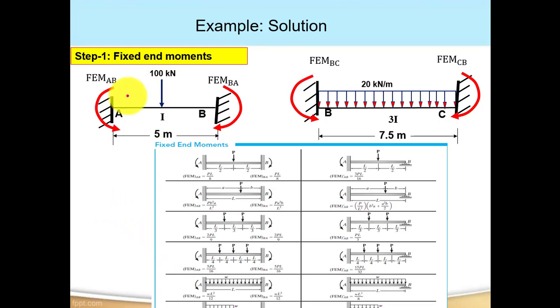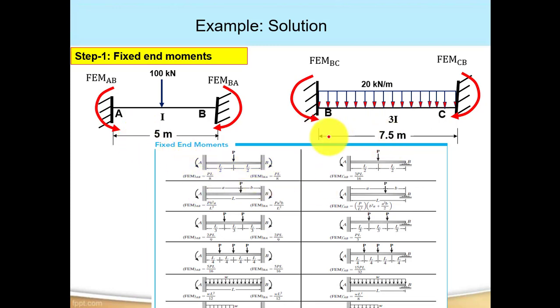For example, for member AB we can take this one. Fixed end moment AB equals PL over 8, fixed end moment BA equals PL over 8, where clockwise is positive, counterclockwise is negative.